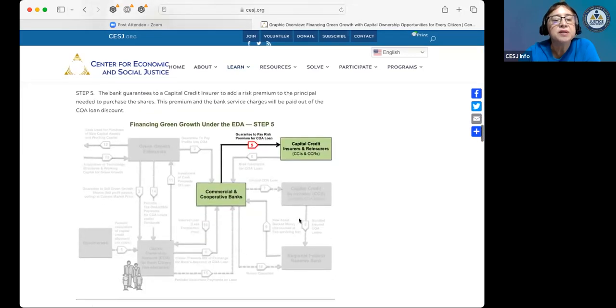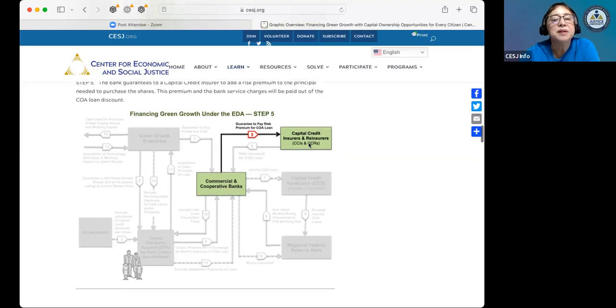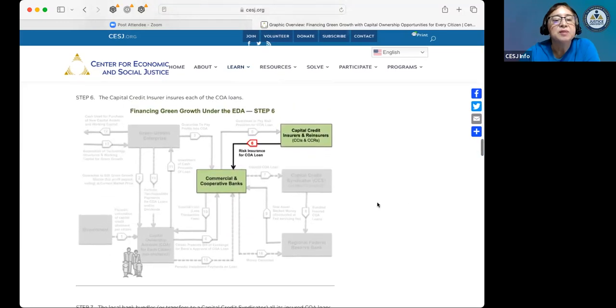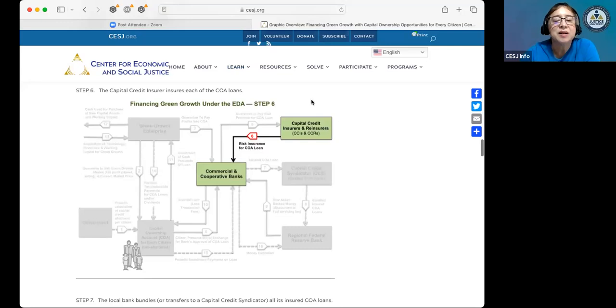Moving on to 5, this is the bank saying to the insurance company that it will add in a one-time risk premium to the principal amount that's going to have to be repaid. Step 6, this is where the capital credit insurer insures each of the loans. So we have to have that capital credit insurance standing in place of conventional collateral, which means the assets that the borrower has that the lender can seize if they don't pay the loan off.